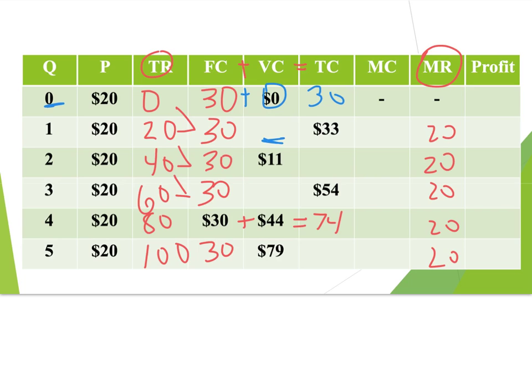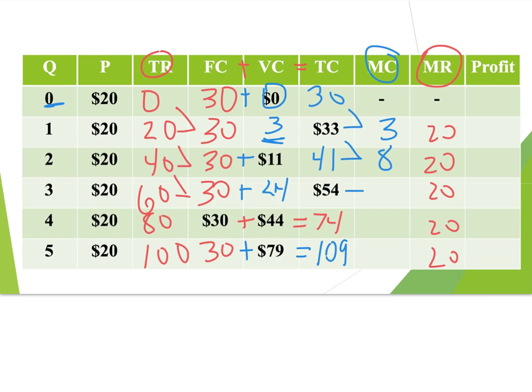30 plus something gives me 33, so that's 3. 30 plus 11 gives me 41. 30 plus something gives me 54, and that's 24. And then down at the bottom, 30 plus 79 equals 109. So my marginal cost is the change in total cost, so 33 minus 30 is 3. 41 minus 33 is 8. 54 minus 41 is 13. 74 minus 54 is 20. 109 minus 74 is 25.